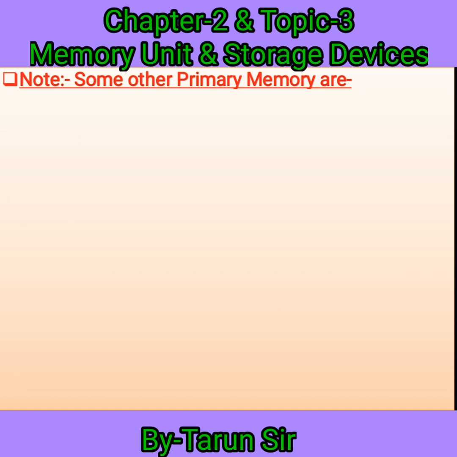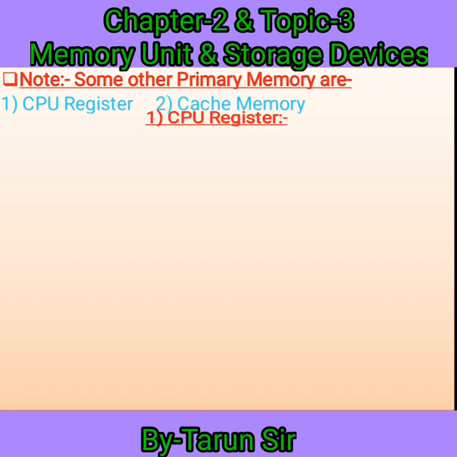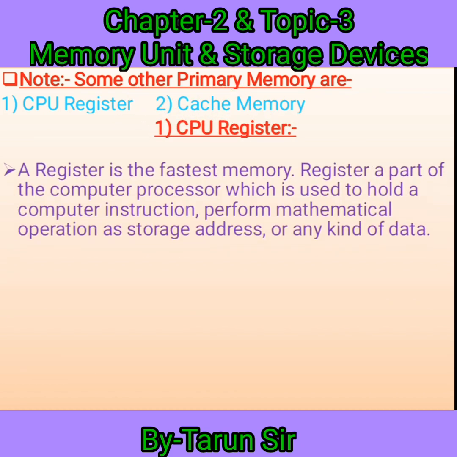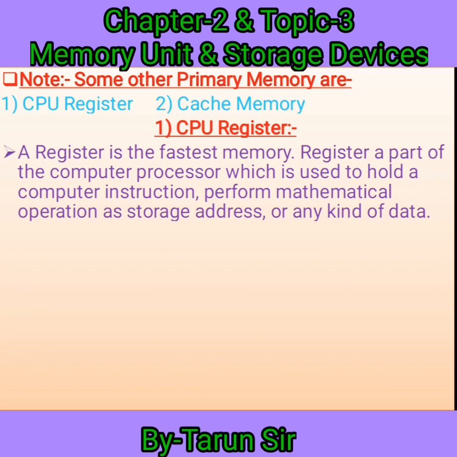Some other primary memories are: first, the CPU register, and second, cache memory. Let us discuss the CPU register first. A register is the fastest memory. A register is a part of the computer processor which is used to hold computer instructions, perform mathematical operations as storage, addresses or any kind of data.